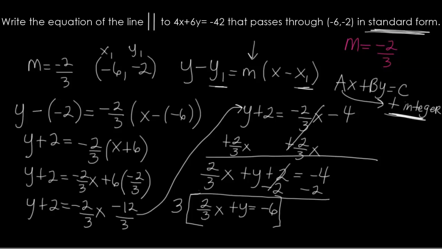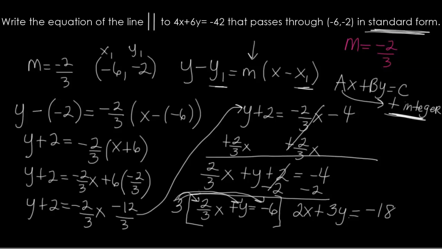So let's distribute that 3 to both sides. So 3 times 2/3, I'm going to be left with 2, so 2x plus that 3. Again, we are taking this 3 and distributing it to everything in these brackets. Everything needs to get the 3. So 3 times 2/3 gives me 2x. 3 times y will just give me 3y. And then 3 times negative 6 gives me negative 18.